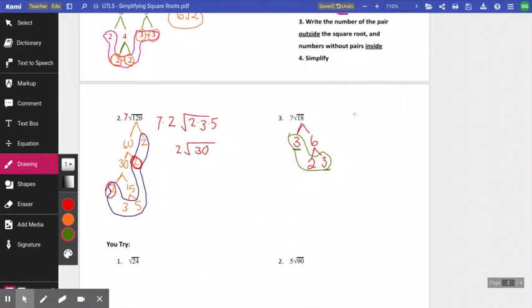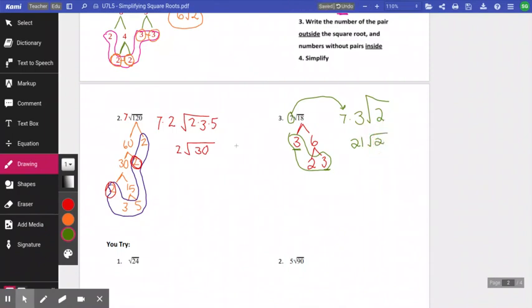My pair of 3s goes outside the square root. That 2 that's by itself goes inside the square root. And then don't forget, we have that 7 that was already outside. So when I'm placing all my numbers, I need a 7 outside. My final answer is going to be 7 times 3, which is 21. And then we've got the square root of 2.